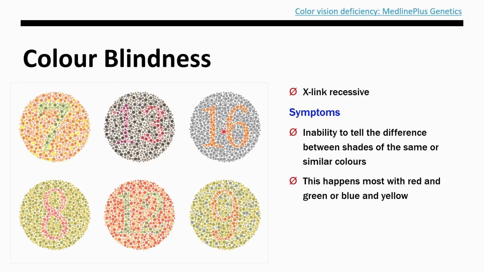And another one is color blindness. Why is color blindness so important? You cannot get a driver's license if you have color blindness. What is known as color blindness? You cannot differentiate between red, green and blue colors. This is also X-linked recessive. So if you are a boy, you are at high risk if your family has these changes.